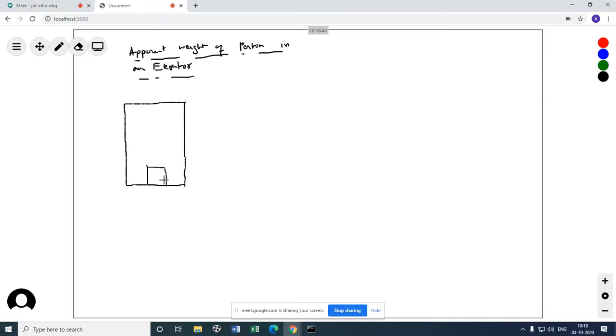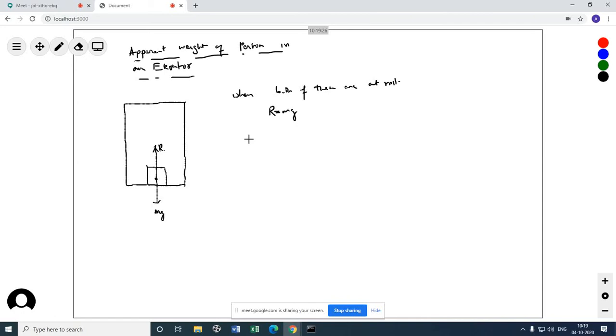So now, this is the person who is standing here. Now his weight is mg downward, and according to Newton's third law, there is also a reaction force R. When both of them are at rest, not moving, they are at ground level, they are not going up, at that time R equals to mg. Right? Yes.